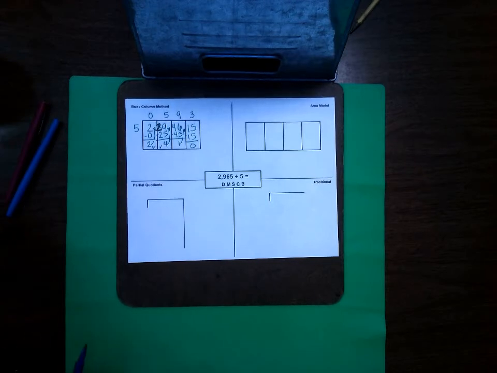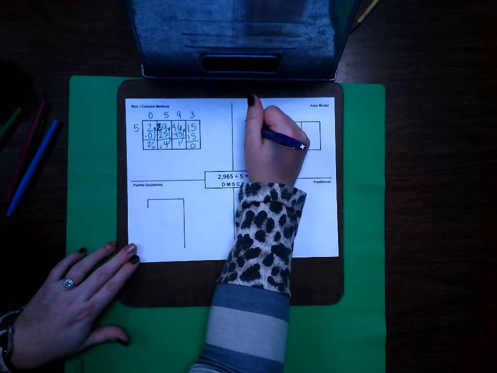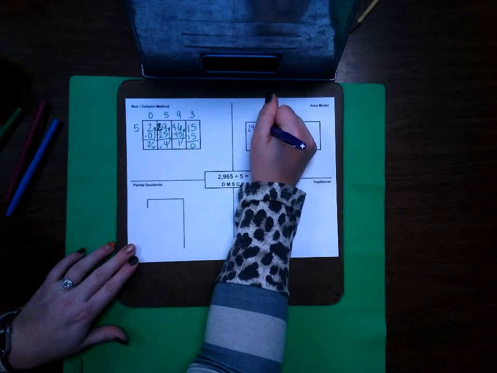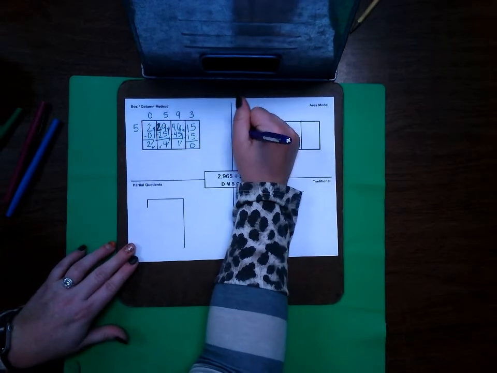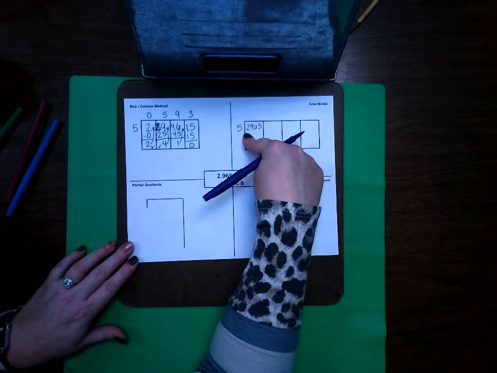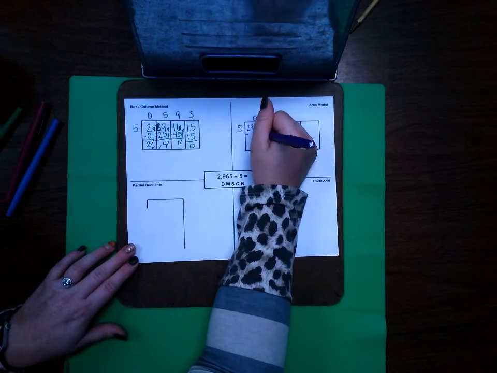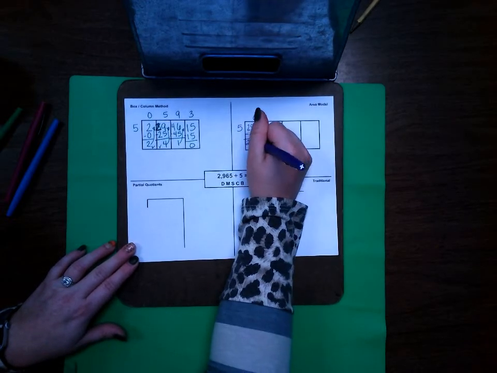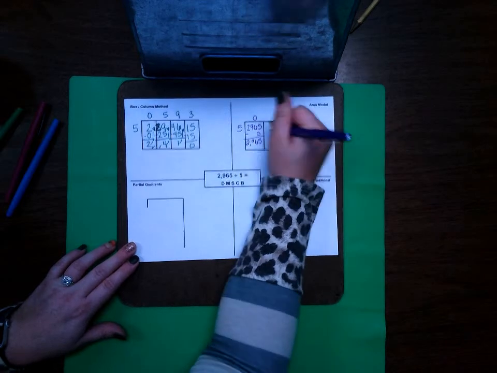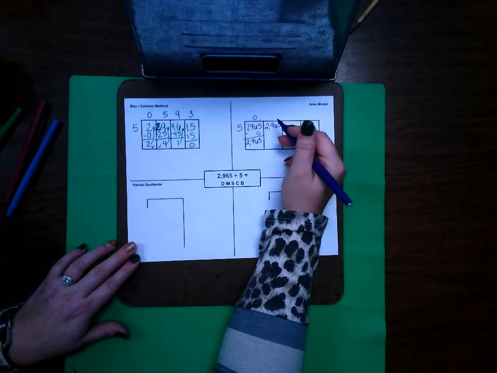All right, let's go ahead and move on to the area model now. In the area model, I put my entire dividend into this first box, and I divide by 5. Can I multiply 5 times any thousands and get less than this? No, I cannot. So 5 times 0 is 0. I still have 2,965. So I'm going to bring it over here to the hundreds box.